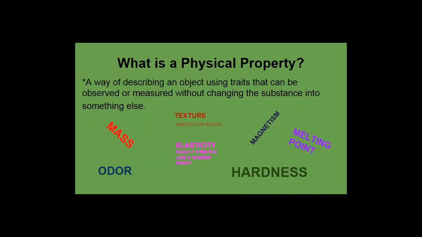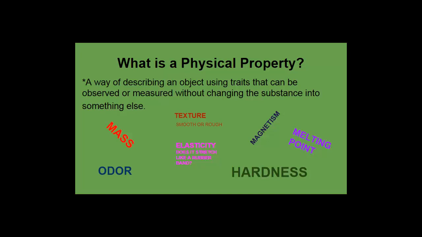Physical properties are the way that we describe an object using traits that can be observed and measured without changing the substances into something else. This means that we will be using our five senses. We can find out the mass of an object, how much material it is made up of. We can discover a physical property through odor, texture, is it smooth or is it rough?